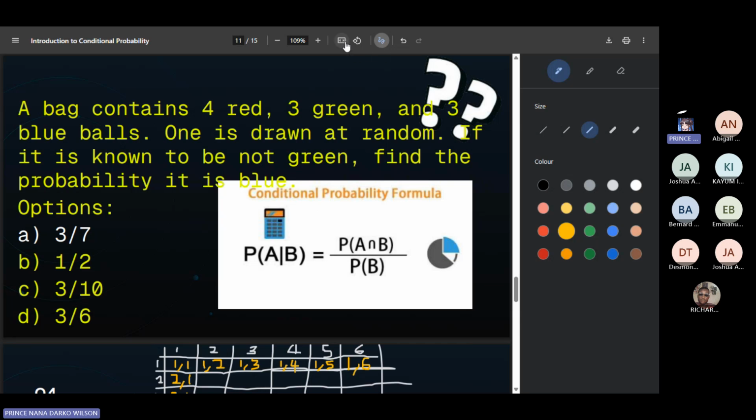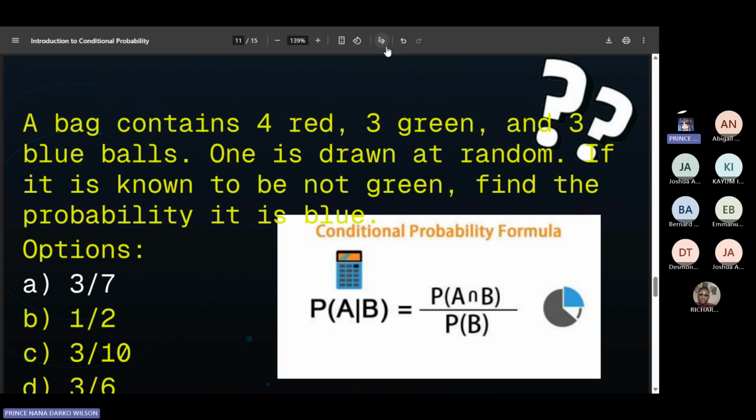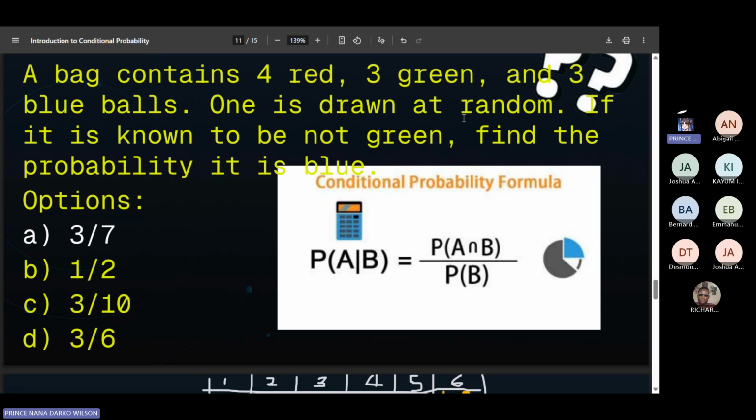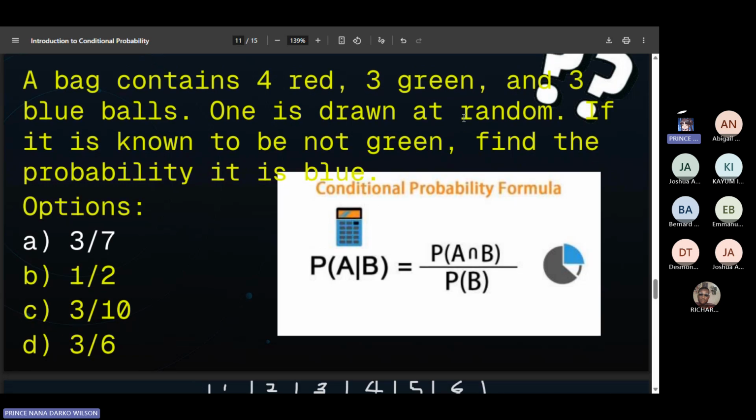It says a bag contains 4 red, sorry, 3 green, and then 3 blue balls. One is drawn at random. Now, if it is known to not be green, find the probability that it is blue. So you're finding the probability that it is blue, given that it is not green.